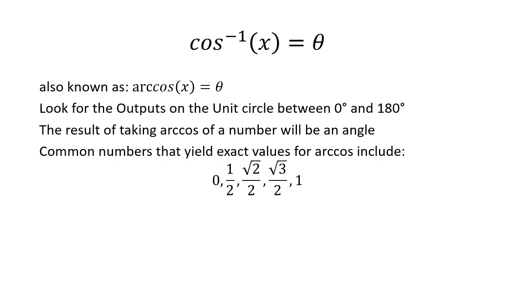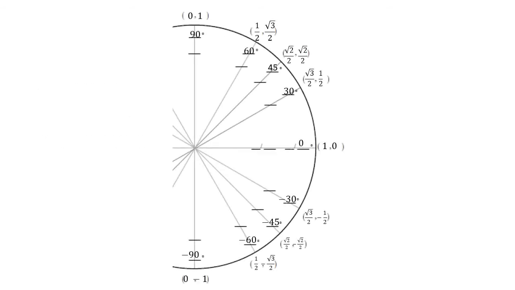The common numbers that yield exact values for arc cosine are going to include those same values that you saw for sine. 0, 1/2, √2/2, √3/2, 1, and then the same numbers but negative, -1/2, -√2/2, -√3/2, and -1. Now if you look at what we had for sine, you'll notice that as far as x coordinates go, these are all positive. And so I don't have anything to use for my negative inputs. All right, so we're going to shift this over to include angles from 0 to 180.